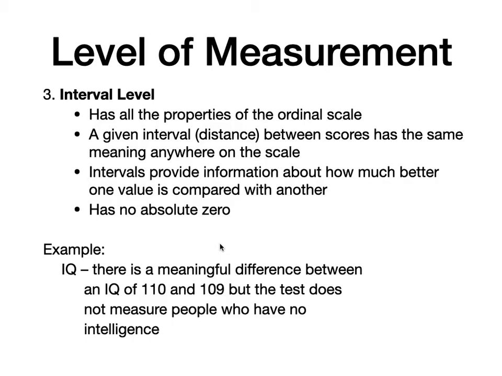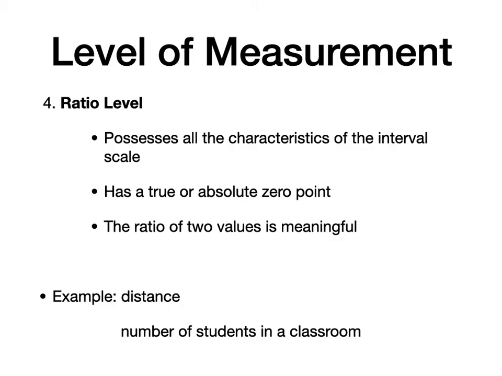Now let's proceed to the fourth level of measurement. And the fourth level of measurement is what we call the ratio level. So it possesses all the characteristics of the interval scale. However, the main difference with the interval scale is that it has what we call a true or absolute 0 point. Okay? And the ratio of two values is meaningful.